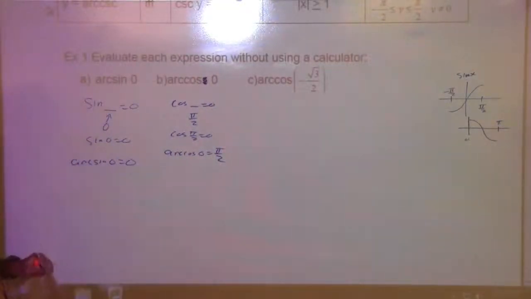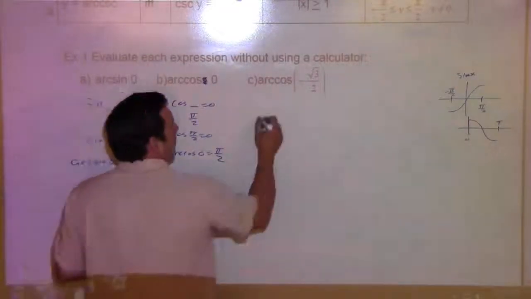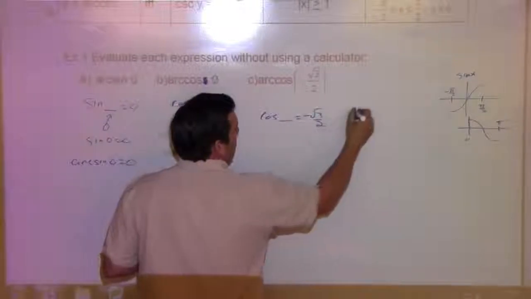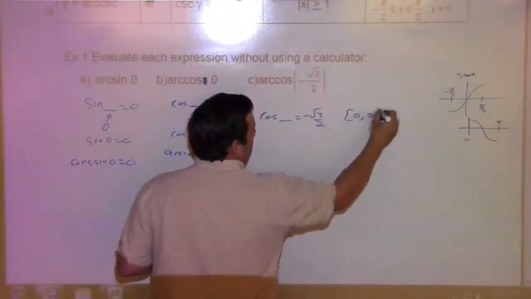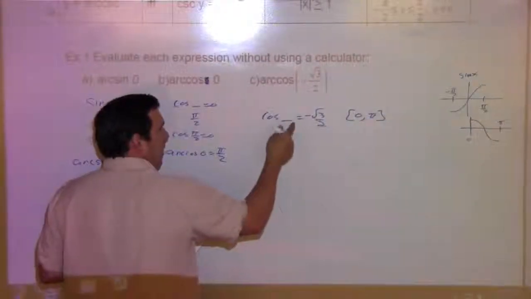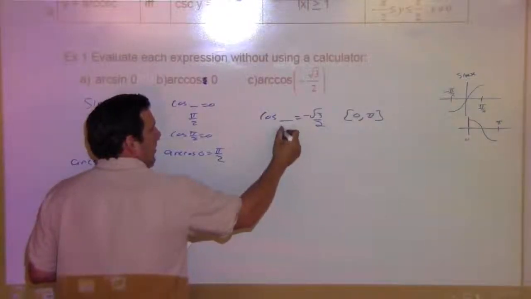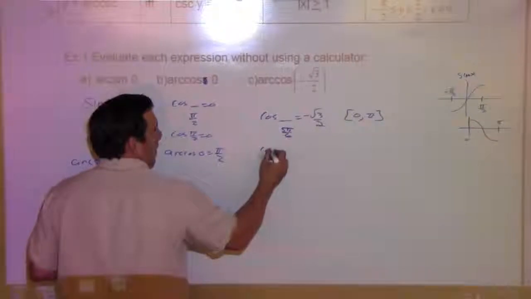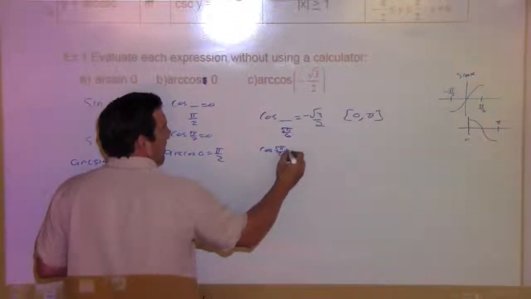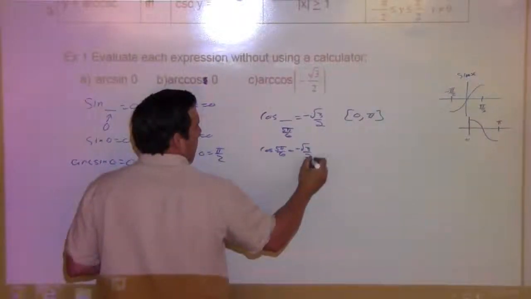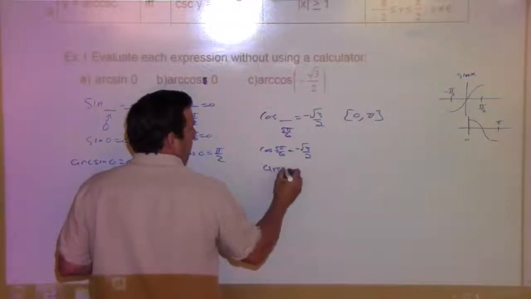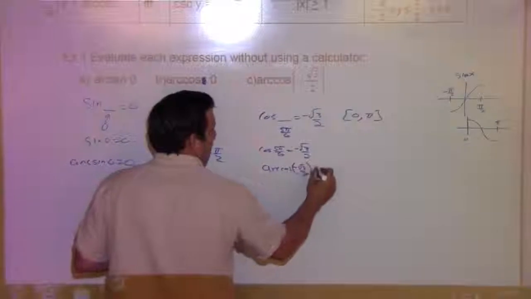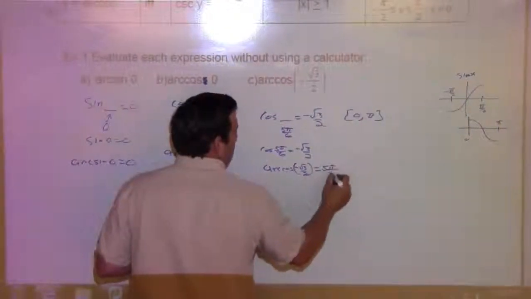How about arc cosine of -√3/2? Well, cosine of what gives us -√3/2, and we're talking about the interval from 0 to pi. So we're talking second quadrant, and the value must be 5pi/6. Cosine of 5pi/6 is -√3/2. So arc cosine of -√3/2 must be 5pi/6.